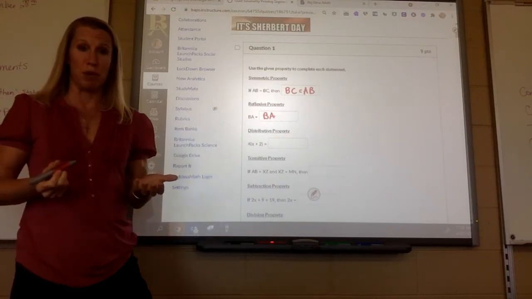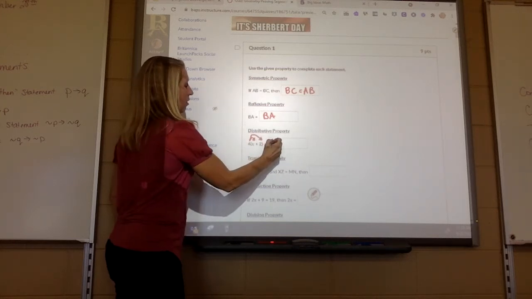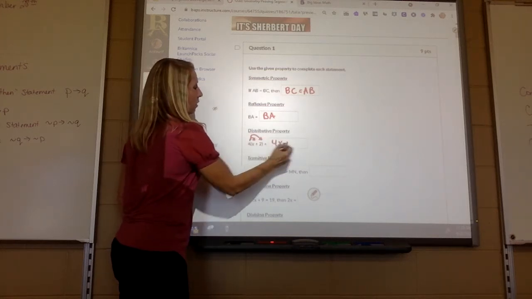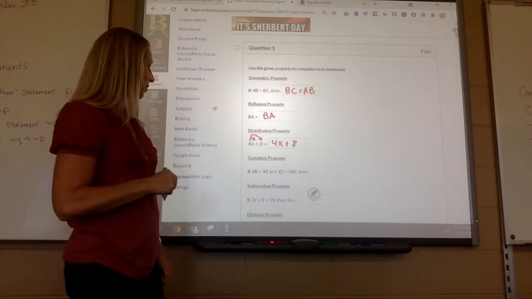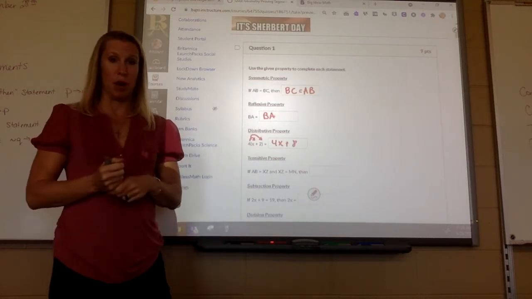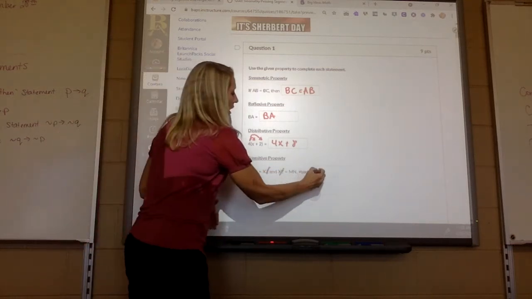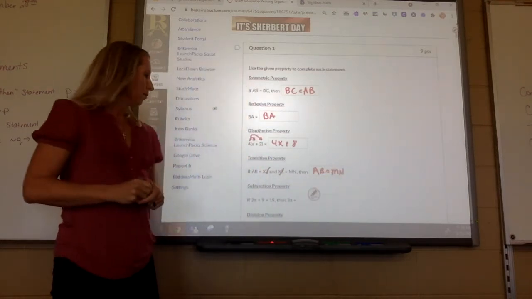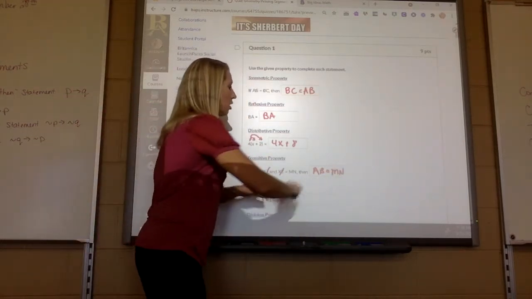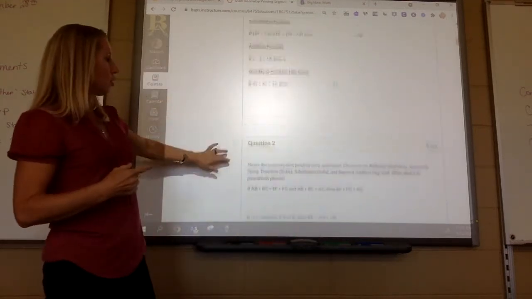Use the distributive property for this. So you would multiply it out. 4x plus 4 times 2 is 8. Make sure you don't put any spaces in there. Use the transitive property. That's the one where you take out what's repeated. So AB equals MN. And so on. So you're going to do the property that it asks for you to do.